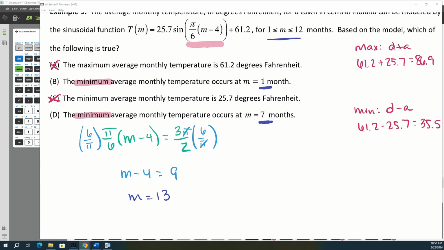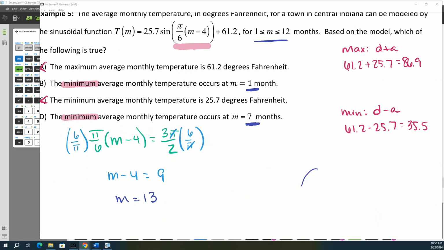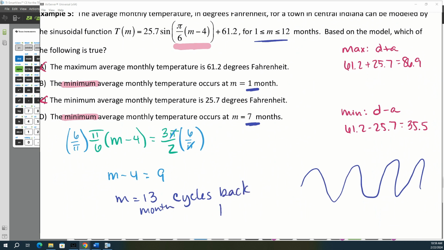So if we're thinking about this sine being a cyclic function that repeats the same thing over and over again, what month do you think corresponds with the 13th month? 1 month, yeah. So the 13th month cycles back to month 1.